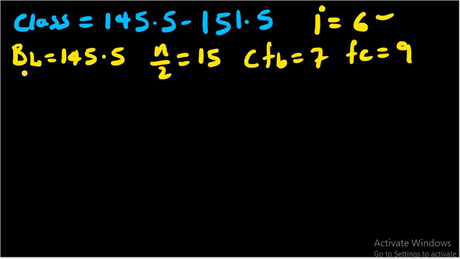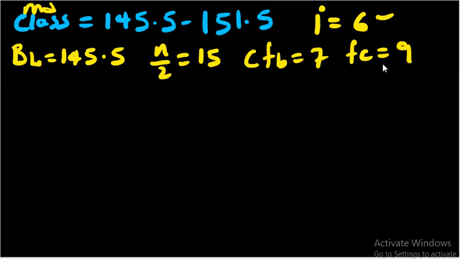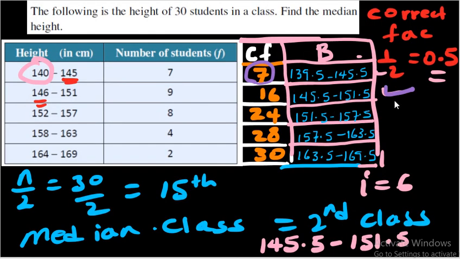And next, the lower class boundary of the median class. This is the median class, by the way. The median is found here. That's 145.5, and n over 2 is 15, and the cumulative frequency of the before class. Remember, the class is here. The cumulative frequency of the before class means the class which is before it. The second class is the median class, don't forget, here it is. So what is the cumulative frequency found before it? That is 7. And FC means the frequency of the class. And the second class, what is its corresponding frequency? That is 9, here it is.